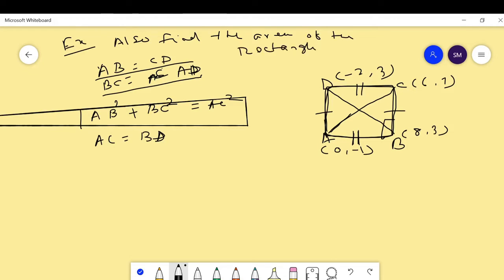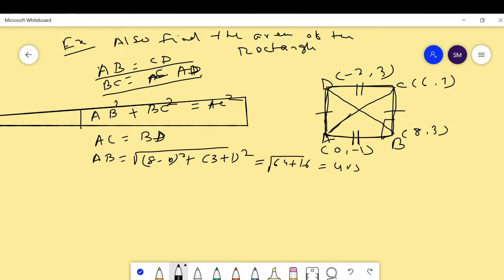At first we have to find out AB. By using distance formula, AB is equal to square root of (8 minus 0) whole square plus (3 minus of minus 1) whole square, which is equal to square root of 64 plus 16, which is equal to 4 root 5.